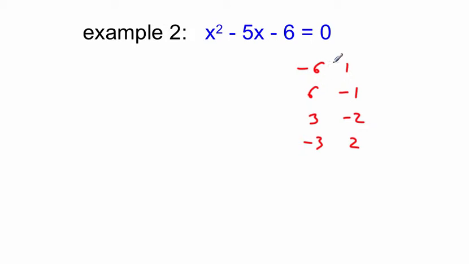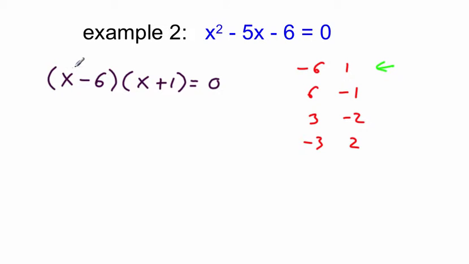And I would like to have it when I add them that I will get a difference of negative 5, and it looks like this should be our pair here. So let's test that to see how the logic works. That would mean that we would have x minus 6 times x plus 1, and we can test to see if that works. We're hoping that's equal to 0.